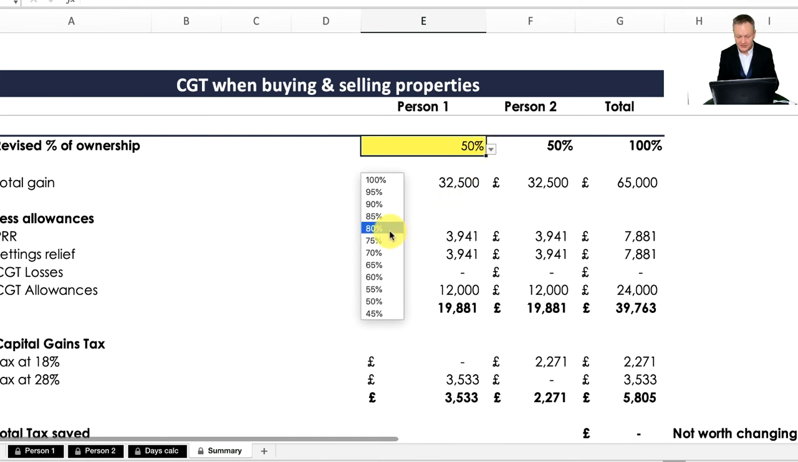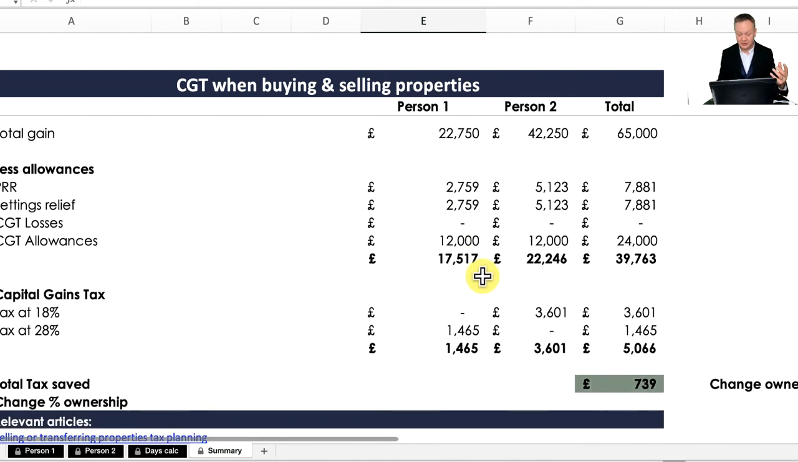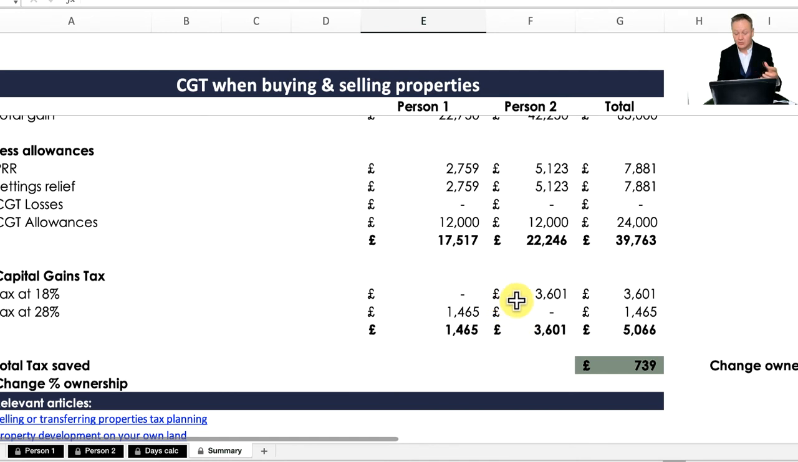Let's imagine that person 1 has less of the interest of this property, let's go down to 35%. What does that do? It will rebase the capital gains tax liability using the private residence relief and the CGT annual allowances, and it will give you your tax calculation. You'll notice it's saying the total tax saved by using a deed of trust to lower the amount of ownership for person 1 is saving £739 CGT.